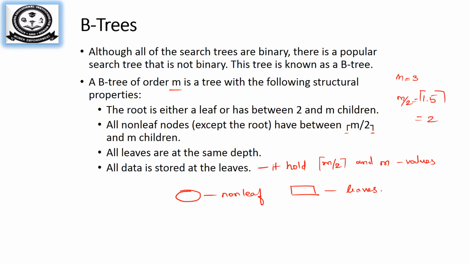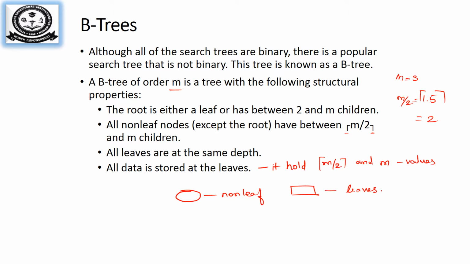The symbol given over there is a ceiling operation. So if m is equal to 3, when you perform m by 2, it is going to be 1.5. We will not take it as a floor, we will take it as a ceiling. So if it is 1.5, you will go for 2. Now the third rule is that all the leaves must be at the same depth, and all the inserted values will be stored only in leaf nodes. The leaf node can also hold m by 2 to m values.